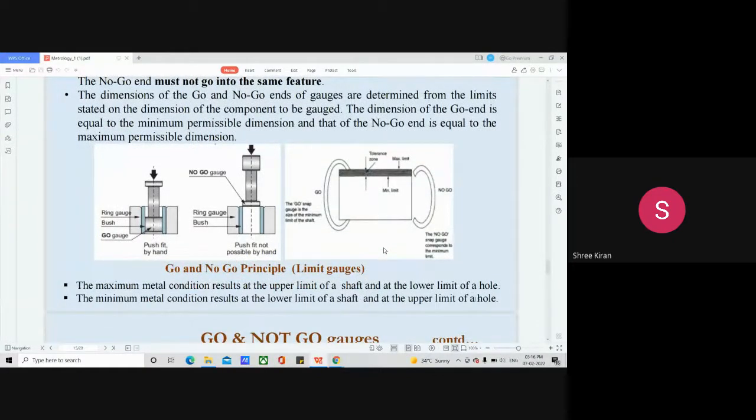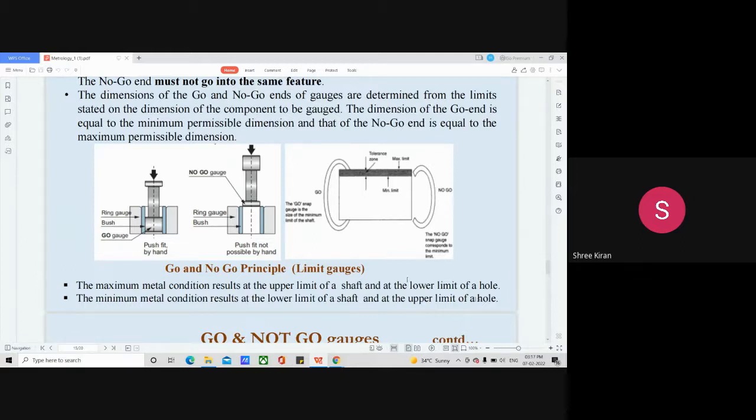Then the maximum metal condition results at the upper limit of a shaft and at the lower limit of the hole. That's what happens in this. Then the minimum metal condition results at the lower limit of a shaft and the upper limit of the hole. That's the vice versa difference that happens with the go and no go principle.